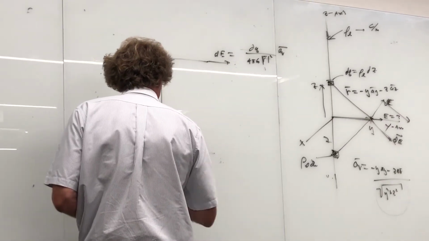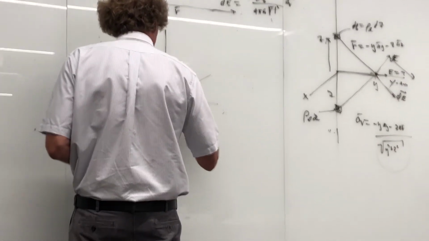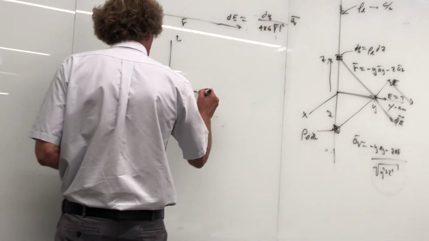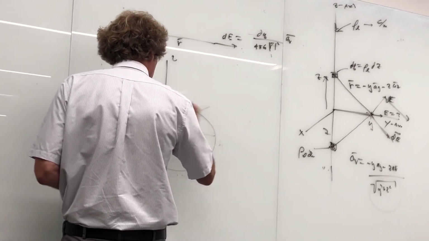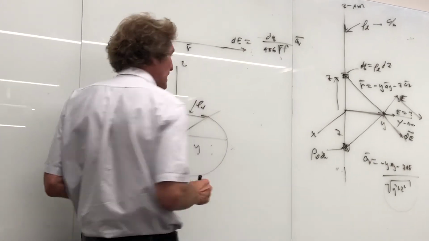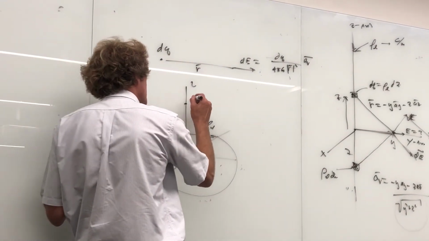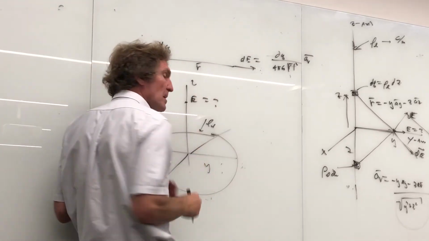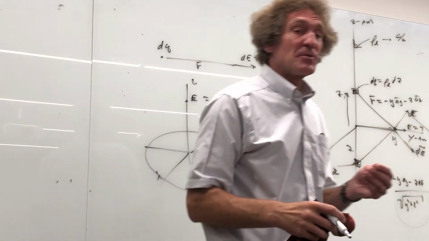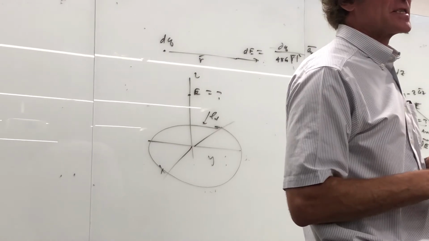Suppose I have, this is X, this is Y, this is Z, and suppose I have a thin ring with a charge density rho L. Now I take a wire and bend it into a loop, and I want to know the electric field on the Z-axis. All right, for this one, we're going to introduce the new coordinate systems, which will be cylindrical coordinate systems.